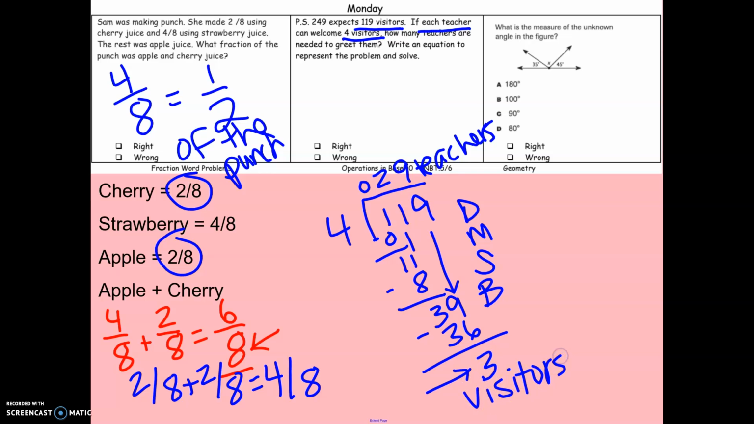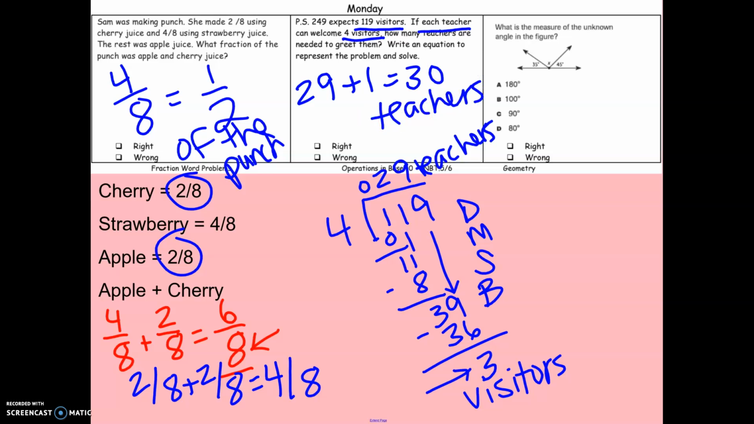We don't want those visitors to come to the school and have no one to greet them. I think we're going to need to add 1 more teacher to take care of those 3 visitors. So we're going to take our quotient of 29. We are going to add 1 more teacher. So our final answer will be 30 teachers.